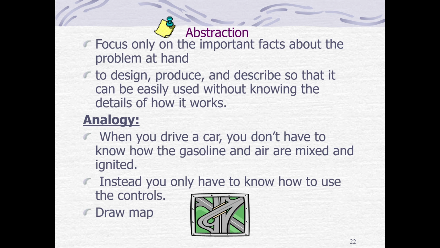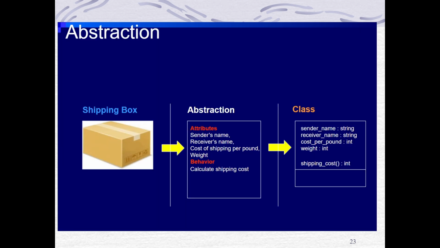An analogy: when you drive a car, you don't have to know how the gas and air are mixed and processed in the car. Instead you only need to know how to use the controls, right? So these are the abstraction. Abstraction is nothing but showing only the essential features inside the class.